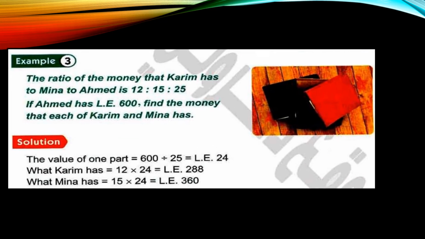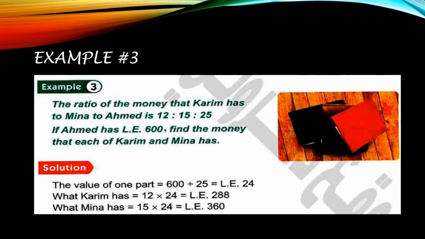So example number 3. The only way to master the technique of solving three ratio terms is solving a lot of examples. So let's do this example over here. Example number 3 says, the ratio of money that Kareem has to Mina to Ahmed. What did we notice here, guys? We noticed that we have 3 terms, 3 people to deal with: Kareem, Mina, and Ahmed. We are going to compare these 3 people to each other. And as you can see, he has given us the ratio too. That's amazing. It is 12 to 15 to 25.